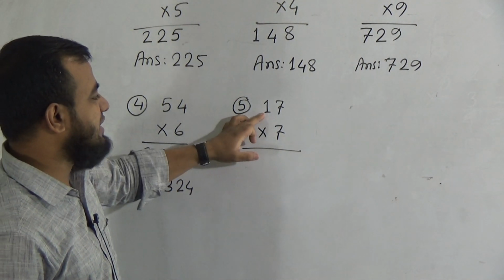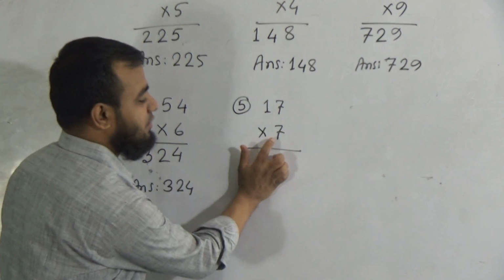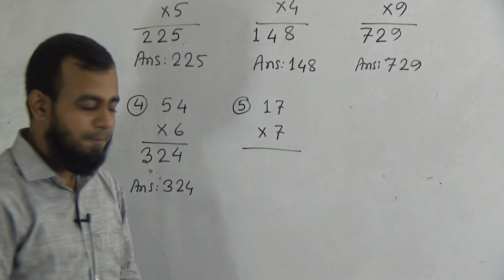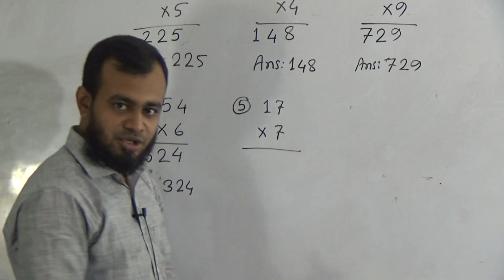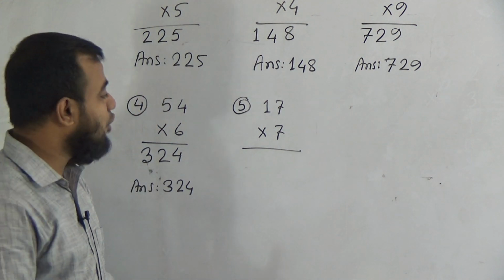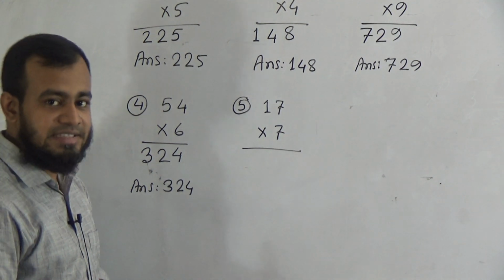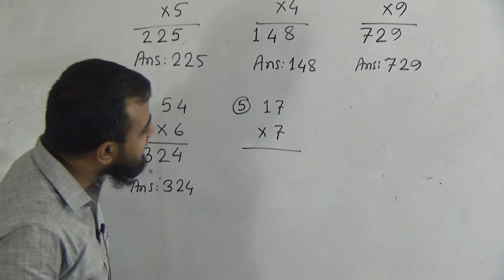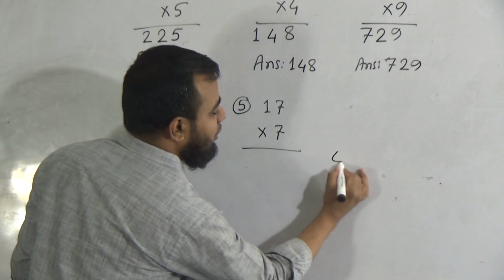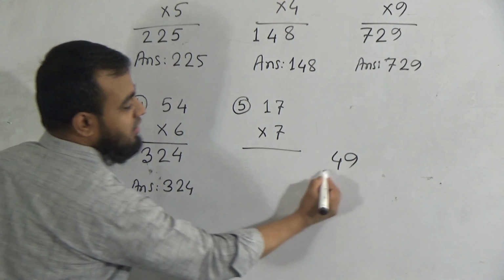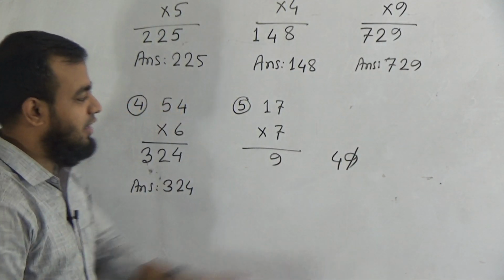Now the last one, my dear students, is question number 5. The last multiplication is 17 multiplied with 7. That means we need to memorize the times table of 7 to do this multiplication. Now count the times table of 7 up to 7. 7 zeros are 0, 7 ones are 7, 7 twos are 14, 7 threes are 21, 7 fours are 28, 7 fives are 35, 7 sixes are 42, and 7 sevens are 49. 49 is a double digit number. We can write down this 1's place 9 in the 1's place, 9, and carrying 4.